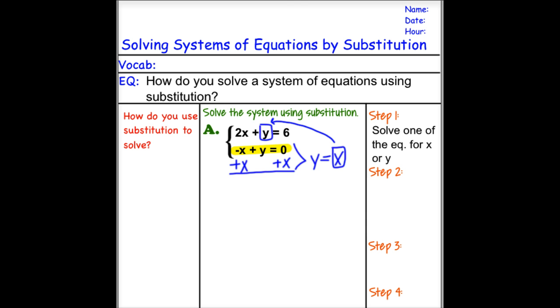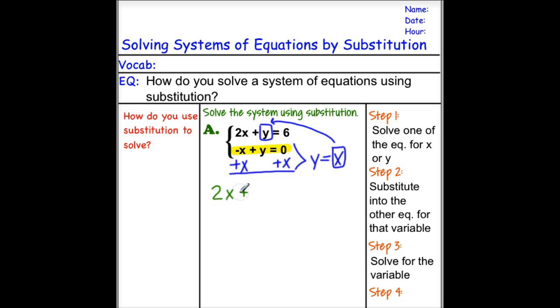So step 2 is going to be substituting into the other equation for that variable and then solving for that variable. So now I will go and use that first equation. I have 2x plus y, but y equals x, so I'll put that x in, and that is equal to 6. So when I solve this, 2x plus x is 3x equal to 6. And when I divide by 3, I get x equal to 2.